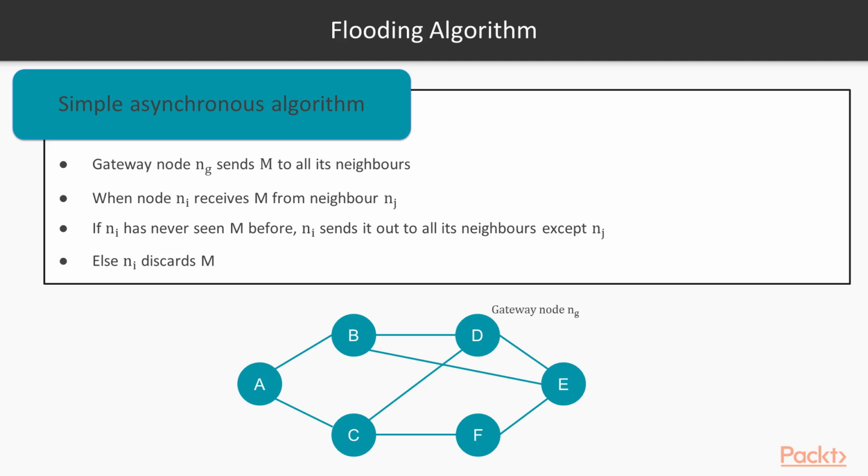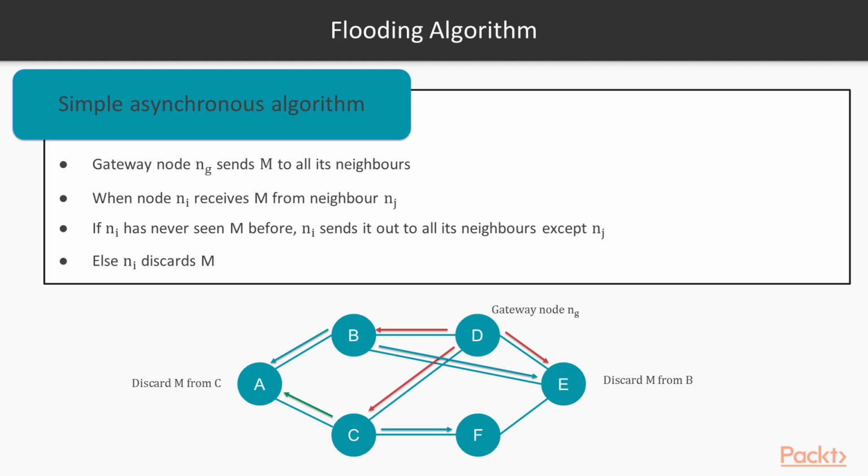Taking the simple example of a given network, where D is the gateway node, NG, that sends a message to its neighbors B, C, and E. Currently, all three of them have seen this message for the first time, so they are going to propagate this message to their neighbors. First, B sends to A and E. Here, E discards the message from B because it has already received it from node D.